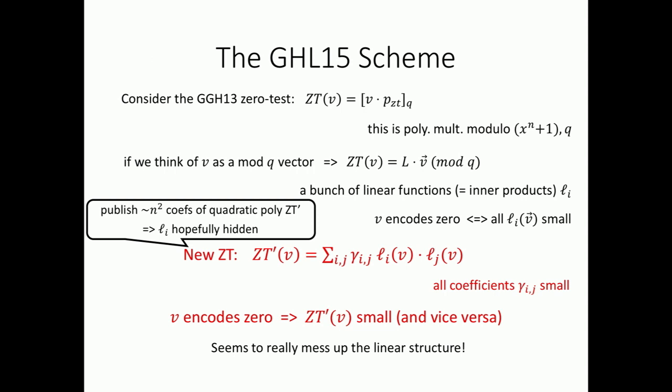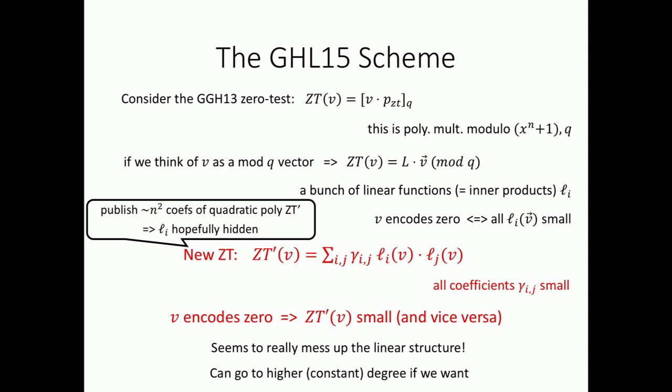Because we're really sort of messing up the structure. There's no ring anymore. There's no polynomials. You take this element, which we thought about before as a ring element, and you just think about it as a sequence of numbers modulo Q, and you apply some quadratic function to them. There's no reason to think that there's going to be any structure that survives this, any useful structure that survives this operation. So this was the proposal.